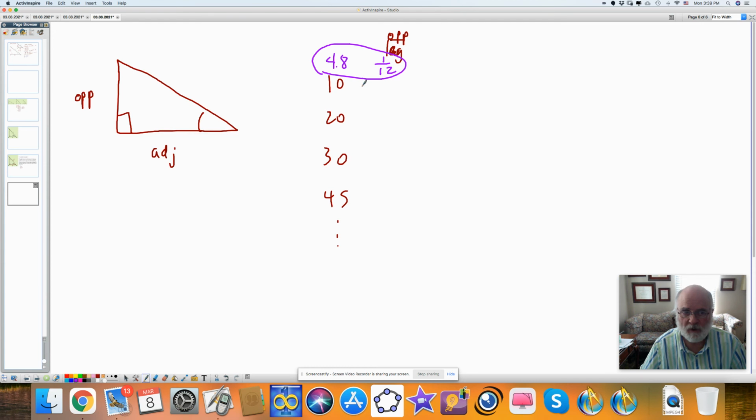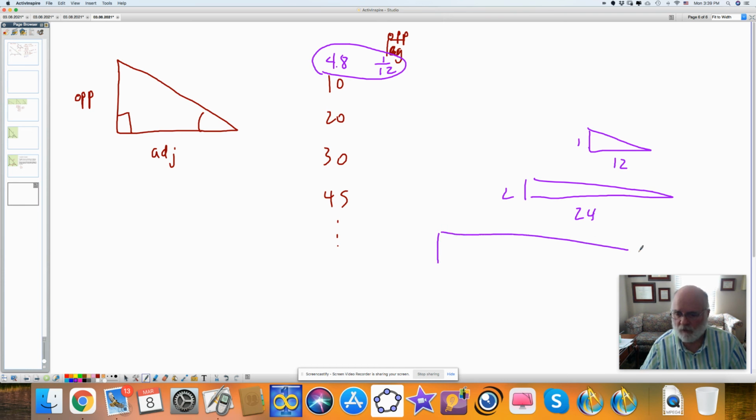It's always going to be 1. So if I have a rise of 1, this would be 12. If I have a rise of 2, this would be 24. If I have a rise of 3, this would be 36, and so forth. And so it's always going to be a 1 to 12 ratio for this angle to be 4.8 degrees.